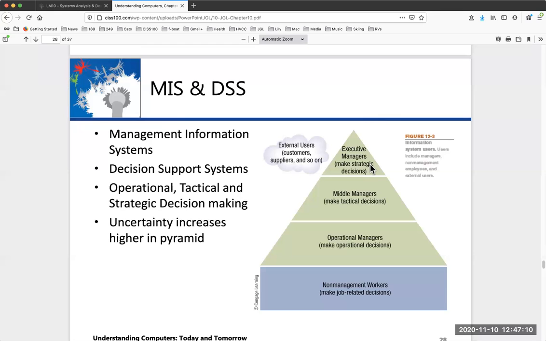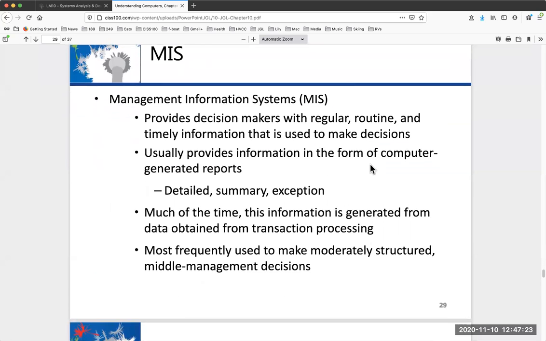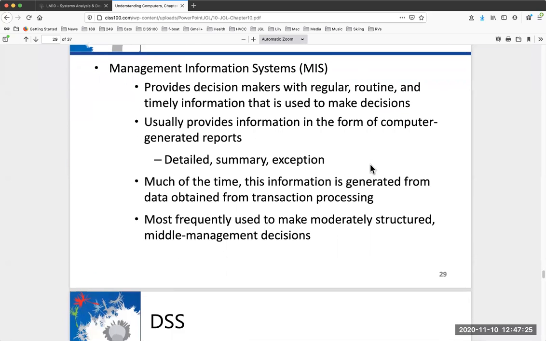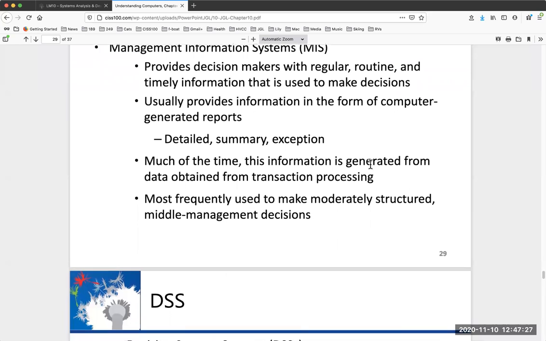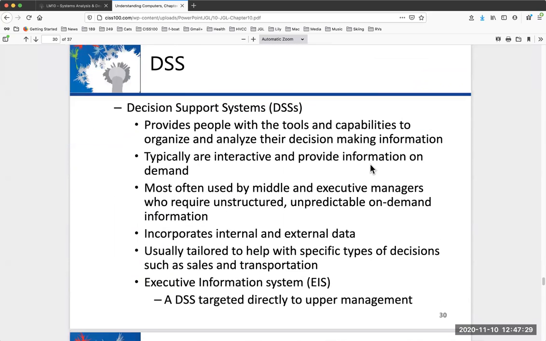So strategic decisions, high uncertainty. So they really need that decision support system, those what-if analyses, with a lot of information coming in from the environment. So MIS, I already spoke about this. I'll say a bit more on decision support systems, although I'm going to cover this again when we get to artificial intelligence, and not the artificial intelligence in this chapter, but really towards the end of class.